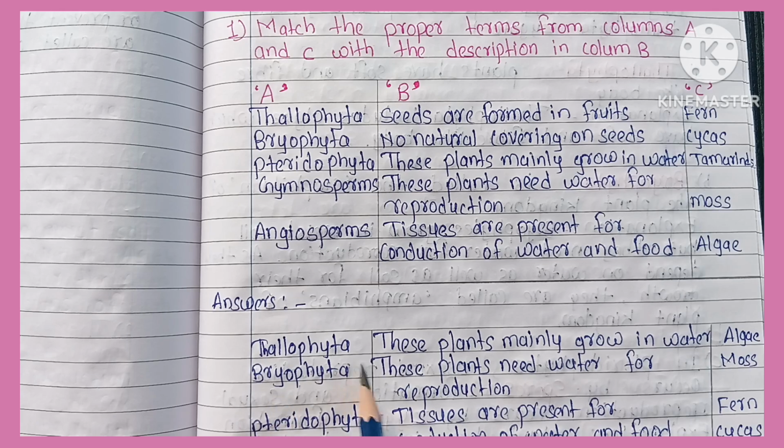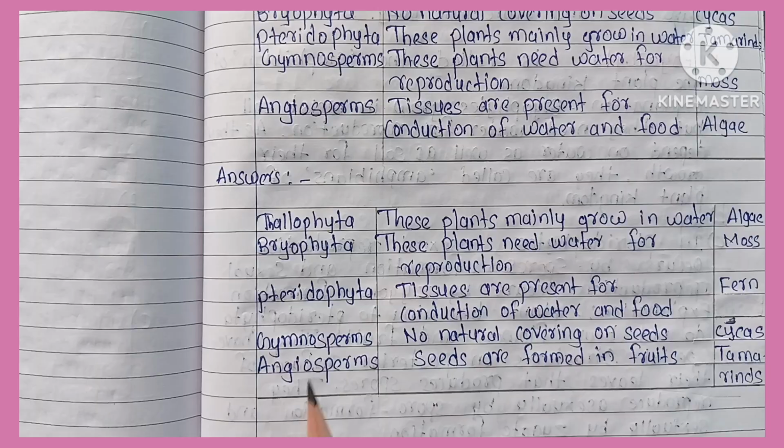First, Thallophyta. This plant mainly grows in water. Example, algae. Next, Bryophyta. This plant needs water for reproduction. Example, moss. Next, Pteridophyta. Tissues are present for conduction of water and food. Example, fern. Next, Gymnosperm. No natural covering on seeds. Example, cycas. Next, Angiosperm. Seeds are formed in fruits.